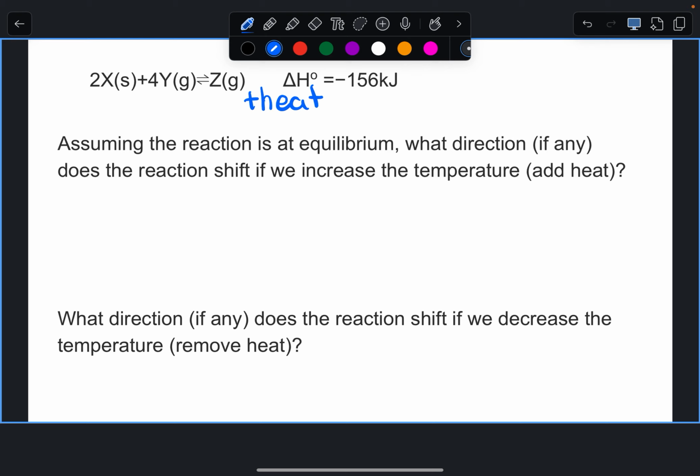Okay, so if you didn't make that connection yet, it's negative enthalpy, so that means heat is a product in this one.